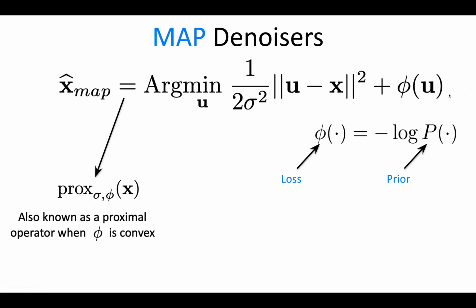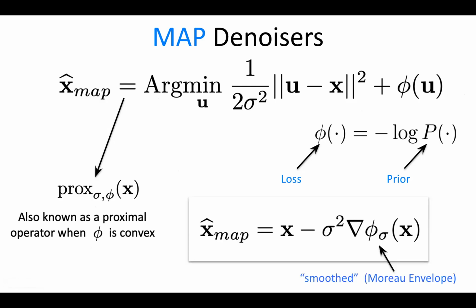Okay, so for this case, it turns out there's a really nice way of rewriting. It's kind of a closed form, but not quite exactly, but let me explain without going into too many details. If you look at the theory of proximal operators, one way to write the solution of this optimization problem is X minus sigma squared, the variance of the noise, times the gradient of phi of X, except that this is not quite phi of X, it is a smooth version of phi. And this smooth version is something called the Moreau envelope.